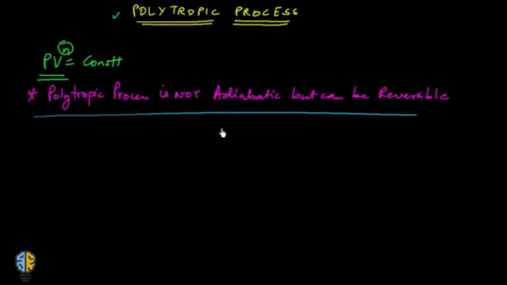Now it may be noted that if you talk about the adiabatic process, the law that governs it is PV^gamma = constant. So gamma, which is the adiabatic index, is a property of the gas, whereas this constant n is not a property of the gas. The value of n depends upon the process.